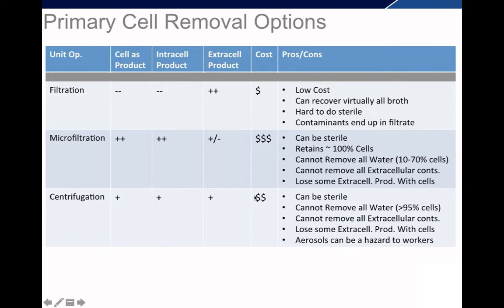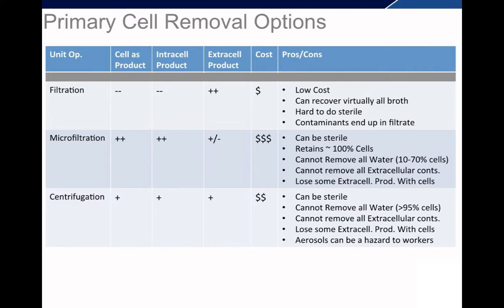Centrifugation is a little less pricey than microfiltration. It can be done sterilely. It cannot remove all the water. It cannot remove all the extracellular contaminants. And just like microfiltration, you can lose some of the extracellular product with the cells if your product is in the broth.